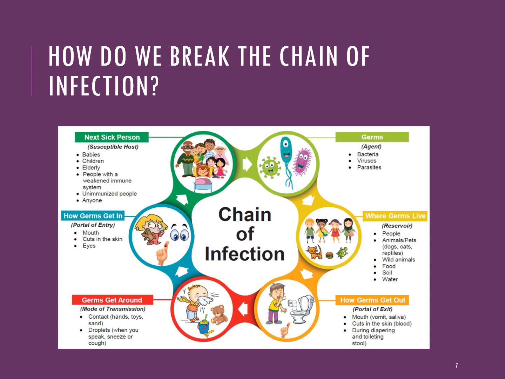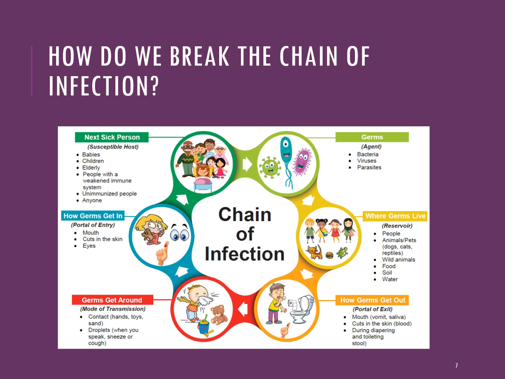So where do these guys live? Well, these guys live in something called reservoirs. And these reservoirs could include people, animals, pets, wild animals like bats, food, soil, and water. Okay, so they live in an environment that's conducive to their survival. And now how do they get out? The way that they get out is they have to have a portal of exit.